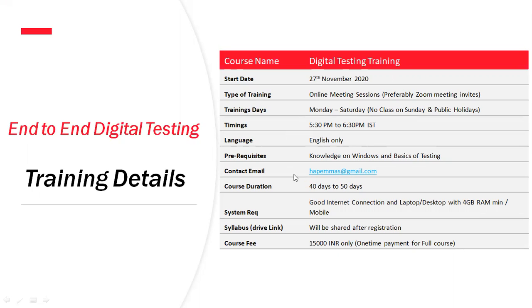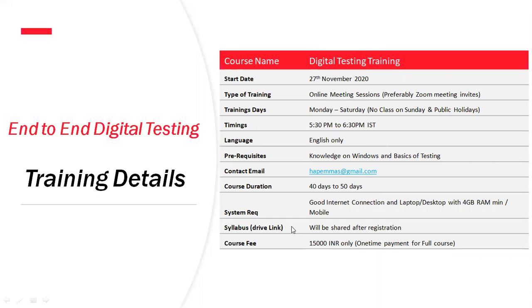You can contact me through this email, and the course duration would be around 40 to 50 days, because we don't know the exact number of days for this training, with this unique syllabus which we have designed, which will help everyone to be unique and upgrade their skills. Then the system requirement: you need a good internet connection with a laptop or a desktop, at least a minimum of 4 GB RAM, so that whenever you install these automation tools, the system can handle it.